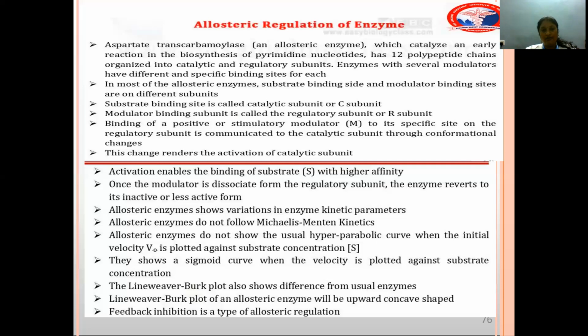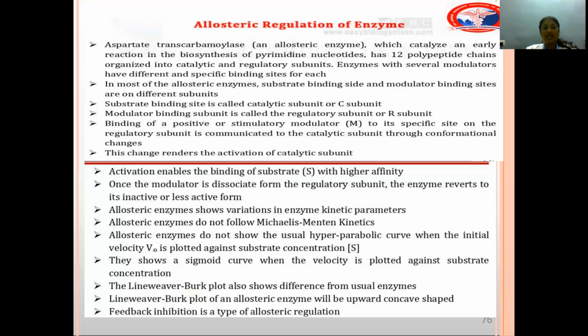Initial velocity is V0. Whereas allosteric enzymes will not necessarily follow the hyperbolic curve. Rather, they form a sigmoid curve. That is, when the velocity is plotted against substrate concentration, it will form a sigmoid curve. What it means is that there will be increased positive cooperativity. One molecule comes and binds to the regulatory subunit, which will increase substrate binding and further modulator binding. It will increase the further binding of substrate to the enzyme molecule with higher activity. So here it forms a sigmoid curve.